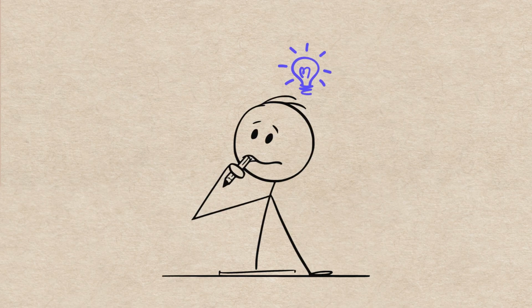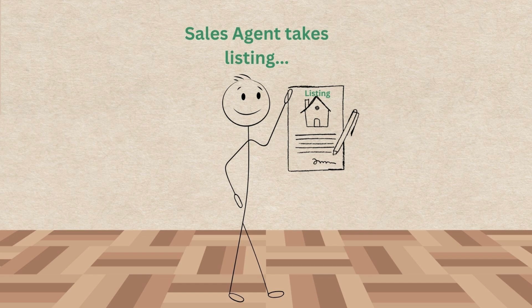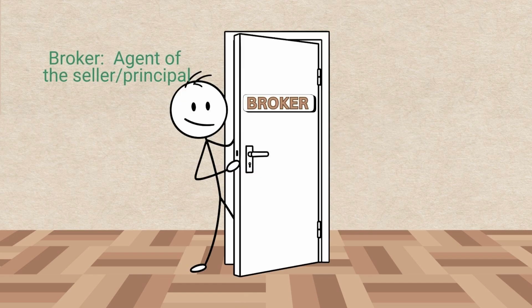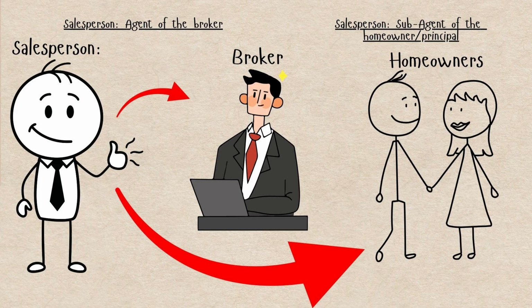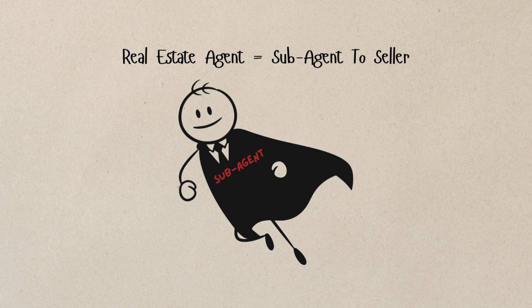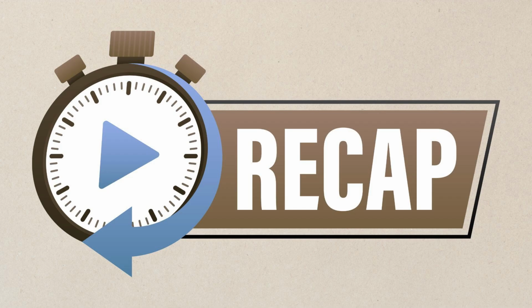Let's take a second and let that sink in. So even if a sales associate takes the listing, the broker is still the agent of the seller. And here's why. Because any sponsored salesperson of that broker is legally considered an agent of the managing broker and as a result becomes a subagent of the principal. So even the sales associate who took the listing is still legally a subagent of the seller, not the primary agent. Let's now take a short quiz to be sure that you have this straight.